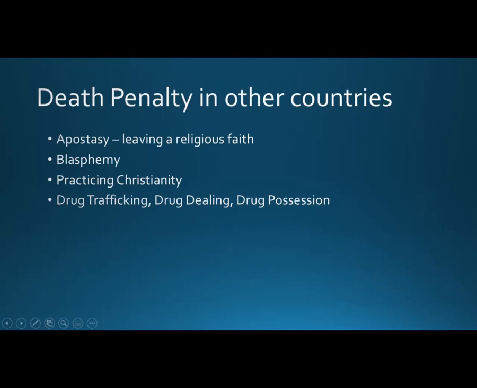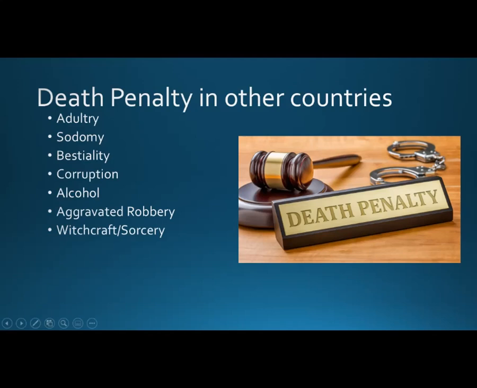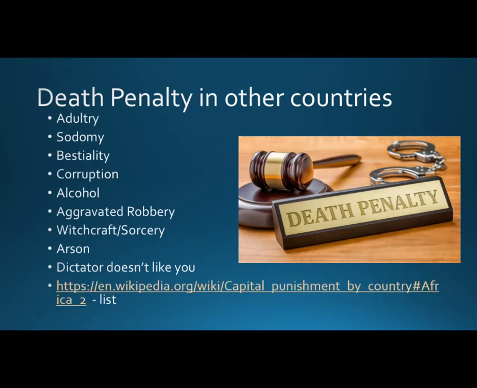This is especially big in Asian countries: Philippines, Taiwan, Indonesia, because drugs have become such a problem and have really put a strain on the economy. And so political unrest, rape, kidnapping, terrorism, treason, espionage, adultery, sodomy, bestiality. This still exists. There have been cases recently about men having sex with their farm animals, in case you don't know what this is. Corruption, alcohol, aggravated robbery, witchcraft, sorcery, arson, a dictator that doesn't like you. Think North Korea or some other countries too.